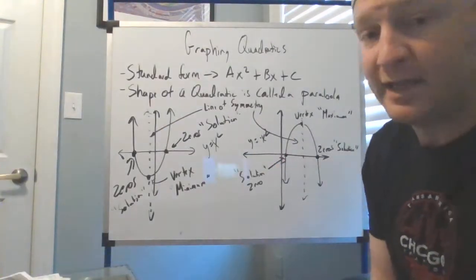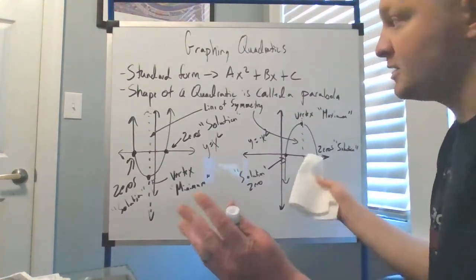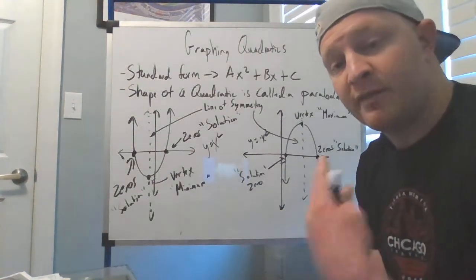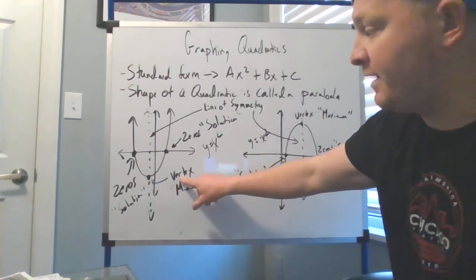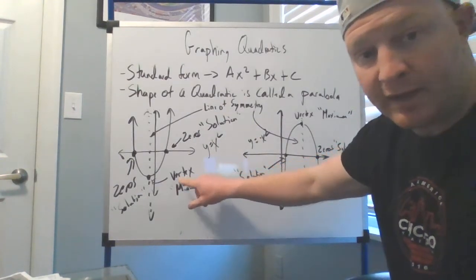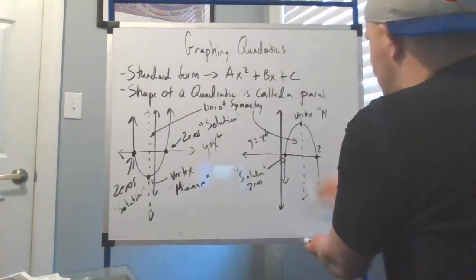So now let's get into what we're doing this whole week, which is called completing the square. And this all helps you find the vertex. What we're doing today is we're figuring out how to find the vertex of any quadratic. And it's kind of easy, but it's going to be a little confusing at first.